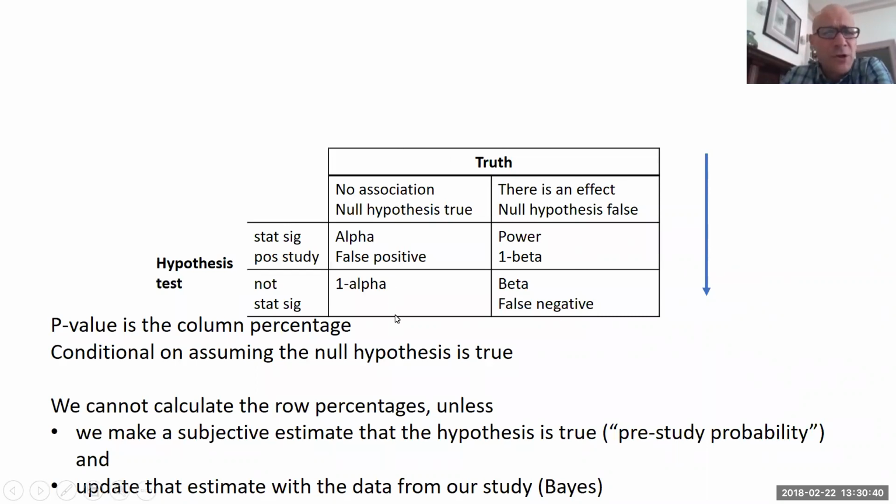But it turns out we don't really want to know the column percentage. What we want to know is the row percentage. And the only way to get a row percentage is to make some estimate of the pre-study probability. That's a very Bayesian approach. So we would make our best guess as to the pre-study probability, which I'm assuming would be subject to substantial uncertainty, otherwise we wouldn't need to do the study. We would then collect the data, do the study, and we could then calculate the row percentage. In other words, calculate the post-study probability, or you could call it the positive predictive value. So this is very much a Bayesian approach.